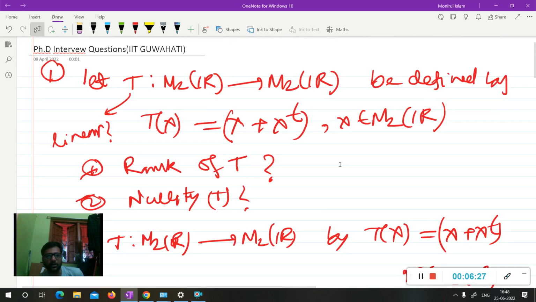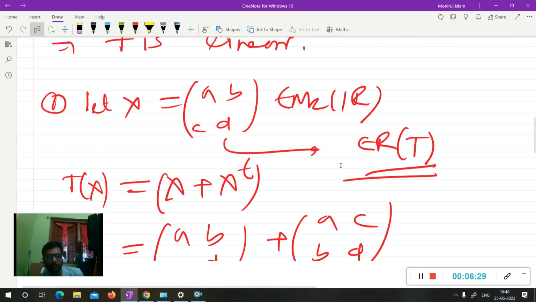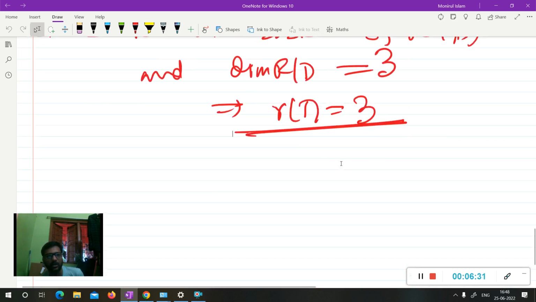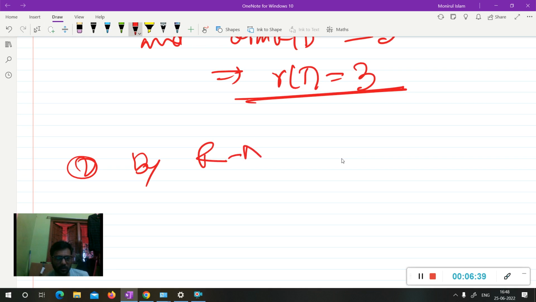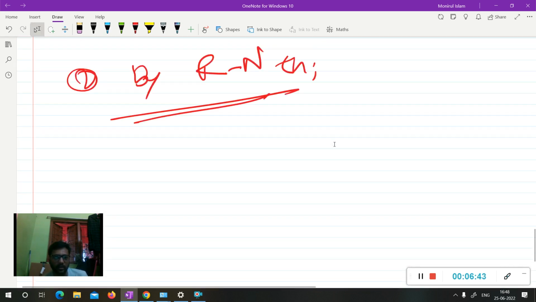Now that the rank is 3, you can easily find the nullity by using the rank-nullity theorem. We all know the rank-nullity theorem. Using the rank-nullity theorem, you can calculate its nullity easily.